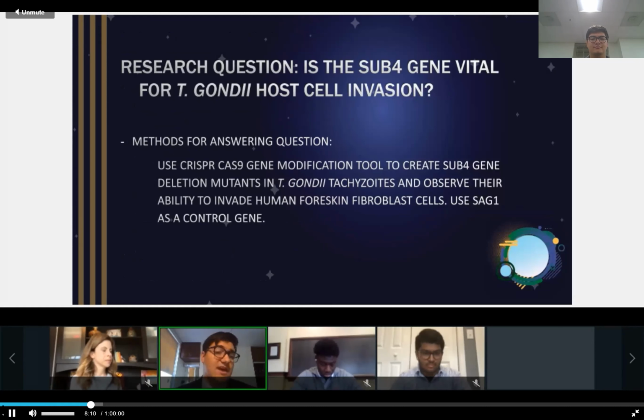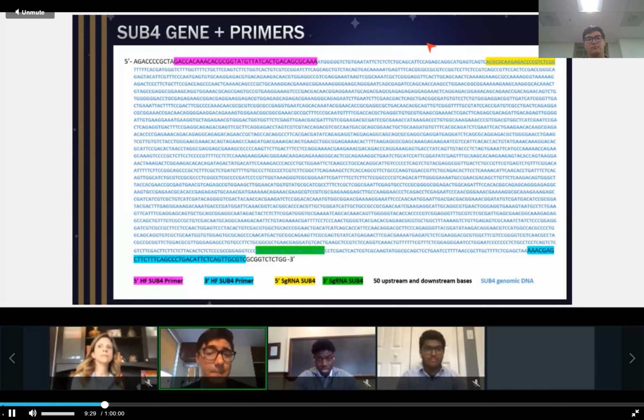And you can see here, this is the entire genomic DNA for SUB4 in the light blue. And then in the black is the immediate upstream and downstream regions. And so here in this pink, you have the upstream homology flank primer that we made. And then in this teal is the downstream homology flank primer. And then we have 2 guide RNA primers. And this allows the Cas9 to identify and make cuts. So 1 at the beginning, 1 at the end of the sequence.